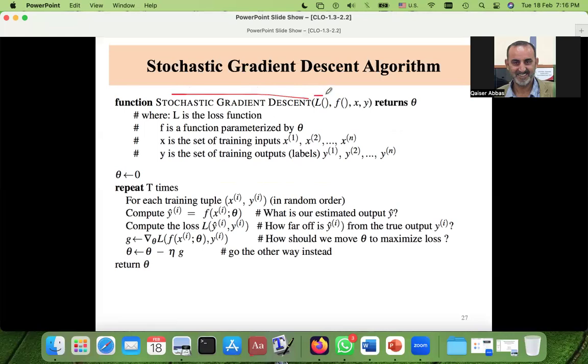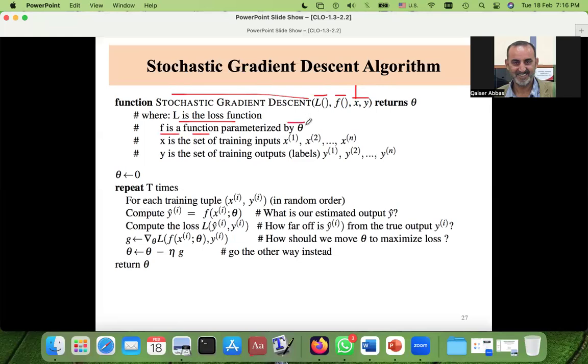And here we are passing the loss function into it. You know what the loss function is from the previous slide. And then we are passing some function f, which is f of x semicolon theta. And then we are passing x and y. L is the loss function. F is a function which will have the weights in the form of theta.